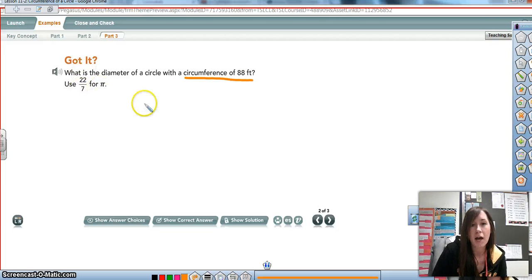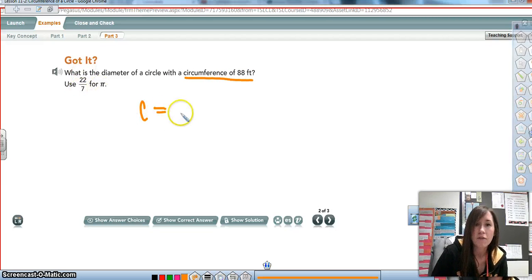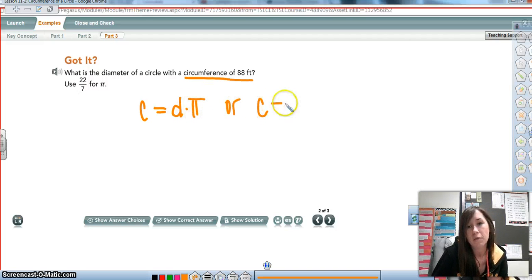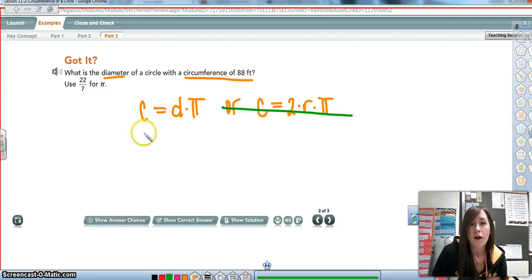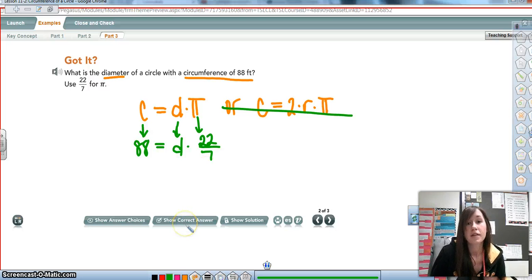Use 22/7 for pi. Okay, so our formula says that circumference equals the diameter times pi. Or we could even use the other version of the formula, 2 times r times pi. Well, in this case, we're talking about a diameter. We want to know the diameter. So let's use this version of the formula. Okay, we're told the circumference is 88. We don't know the diameter. That's what we're looking for. So I'm going to leave that as D. And it says use 22/7 for pi. Well, this is a one-step equation. We see multiplication, so we're going to need to divide on both sides.